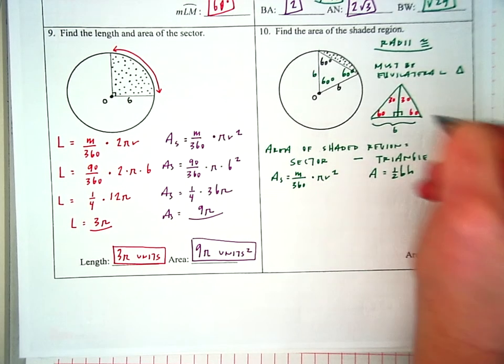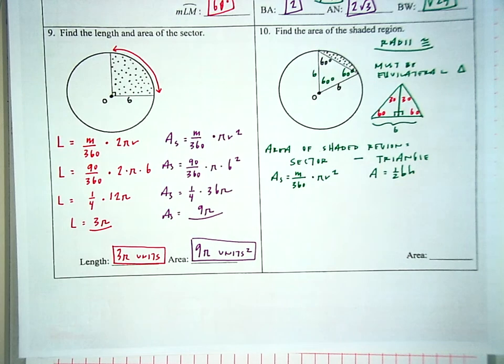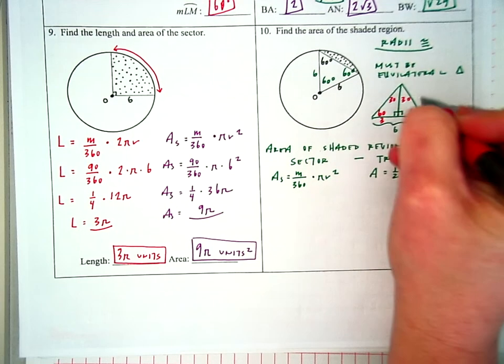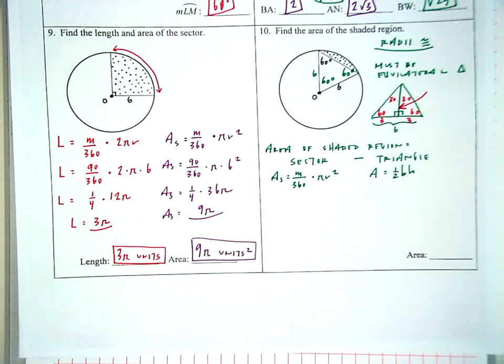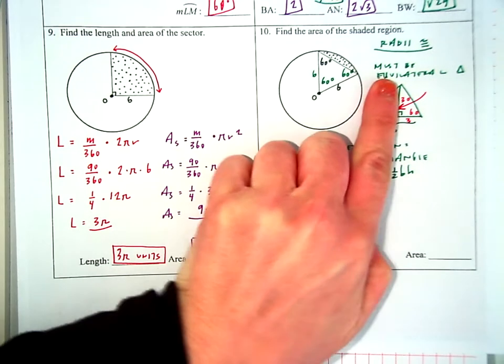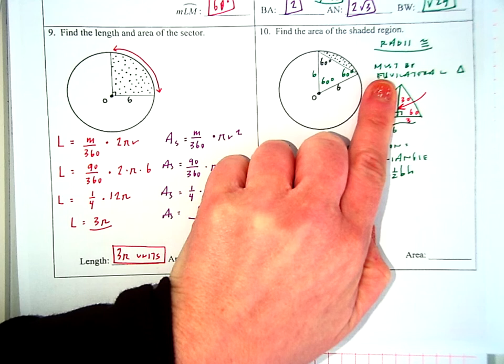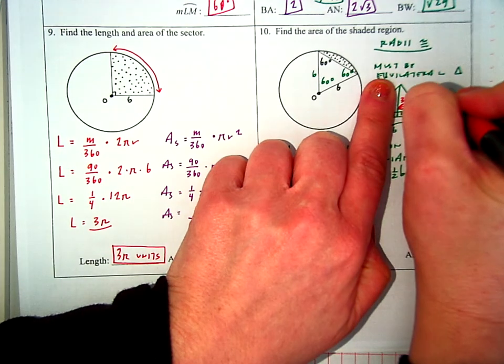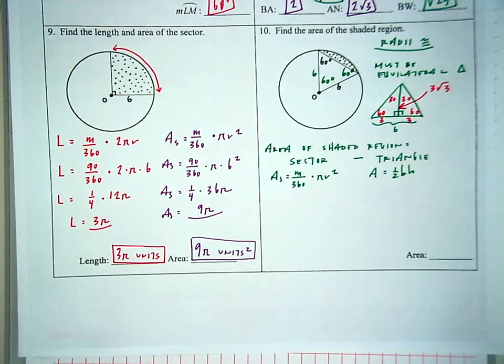So let me label this as 60. Here would be 30, 30, and 60. Okay, so if I'm trying to get to the height, I know that that 6 is being split into two equal parts, so I can go ahead and make this a 3 and this a 3. The height I want is where my arrow is pointing. So I should know that if I view this as a special right triangle, the short leg is x, the longer leg is x times the square root of 3, and the hypotenuse is 2x. So I already know the short leg is 3, so the longer leg will be 3 root 3.